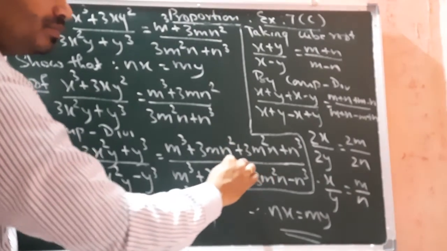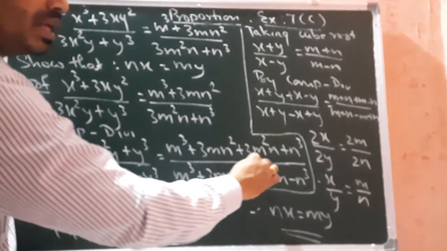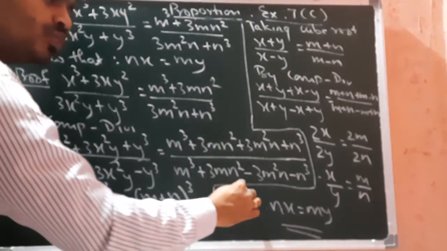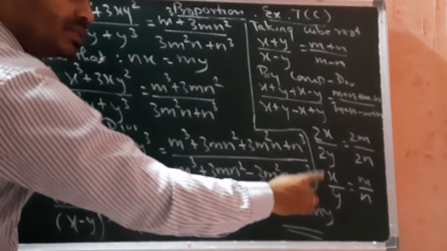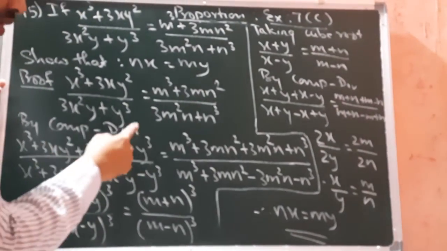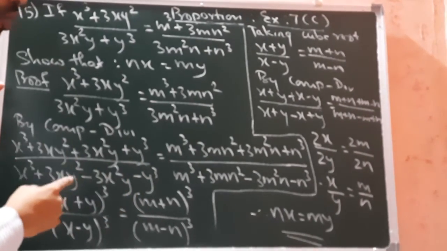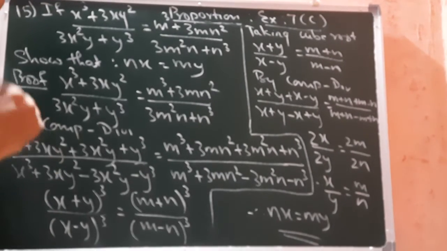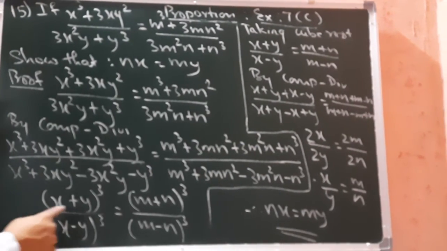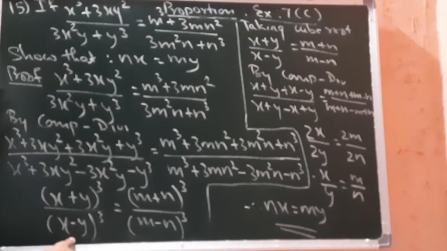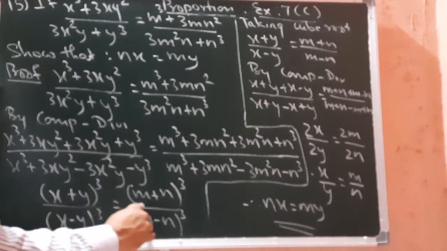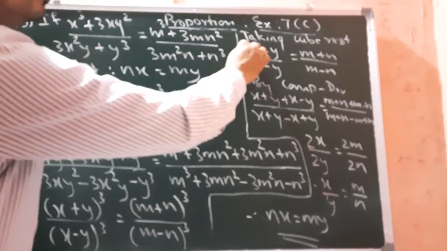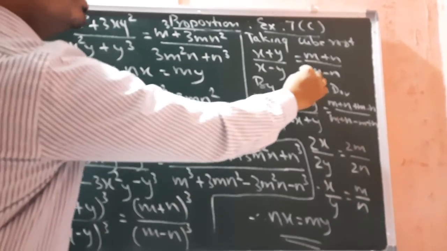m³ + 3mn² + 3m²n + n³ upon m³ + 3mn² − 3m²n − n³. Now you can see on both sides, numerator and denominator are making a formula, that is (a + b)³. So here we get (x + y)³, and down we get (x − y)³, which is equal to (m + n)³ upon (m − n)³. Taking the cube root, we get (x + y) upon (x − y) is equal to (m + n) upon (m − n).